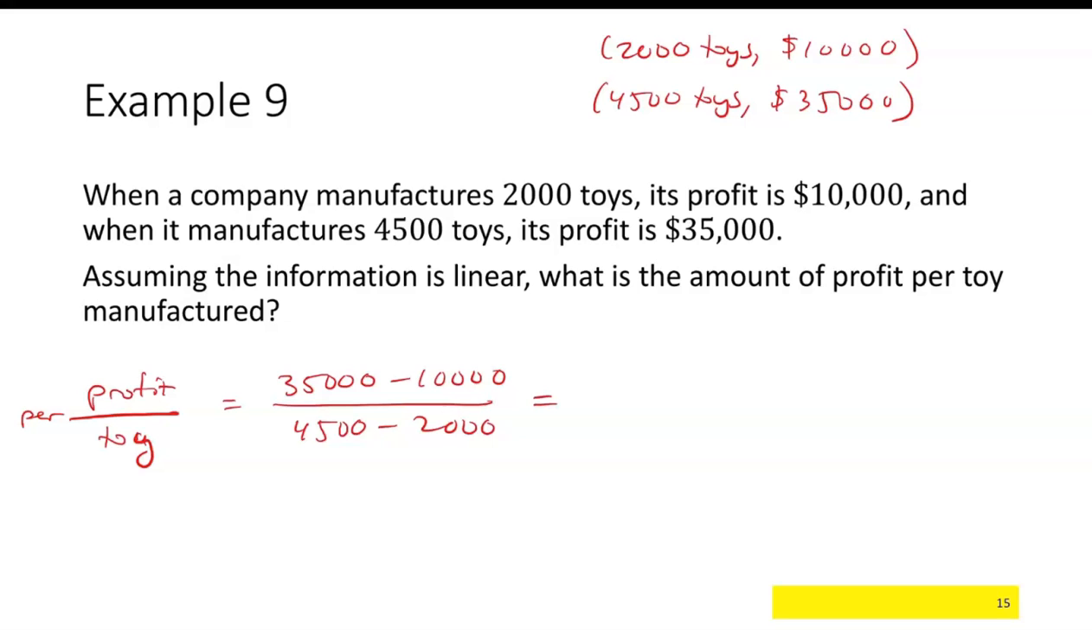That comes out to be 25,000 divided by 2,500. And so that comes out to be 10, or 10 over 1. So this is saying that basically the profit per toy is there is $10 profit per toy.